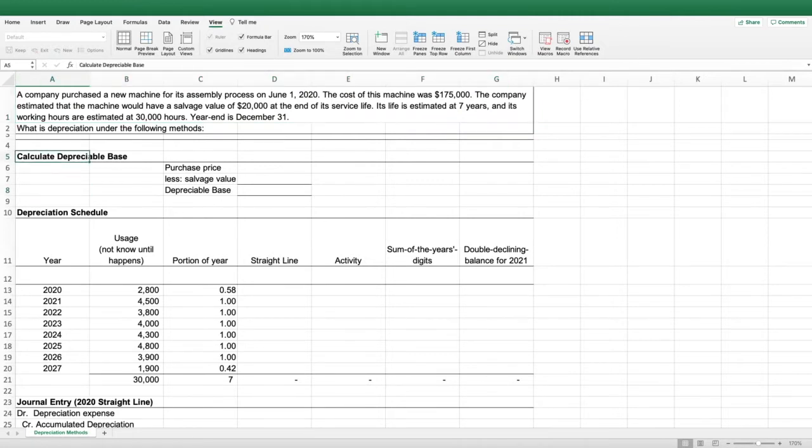So step 1, calculating our depreciable base. We'll take our purchase price, which was $175,000, and subtract out the salvage value, which will be $20,000. So our depreciable base is the purchase price minus the salvage value, or $155,000. That is the amount we will depreciate the asset down by, so that the net book value at the end of its life will be $20,000.